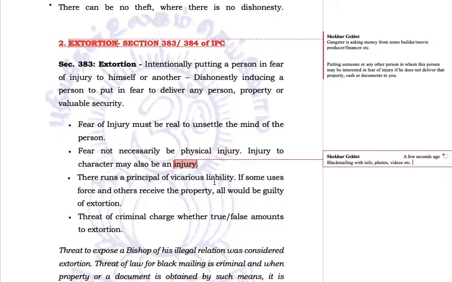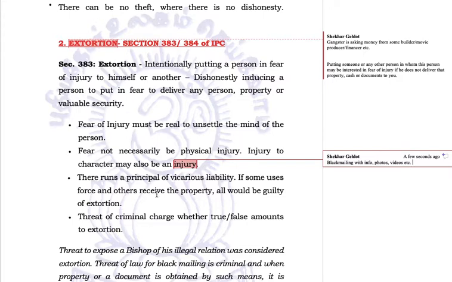There runs a principle of vicarious liability. If someone uses force and another receives the property, all would be guilty of extortion. Now, the principle of vicarious liability is applicable in the case of extortion as well. That means, say a gangster is calling from Dubai to Mumbai, and someone is receiving the property in Mumbai. The gangster calls me and says deliver it to the person who is wearing a red jacket, and I go and give this money to that person. Both are vicariously liable, both are jointly liable for the crime of extortion.